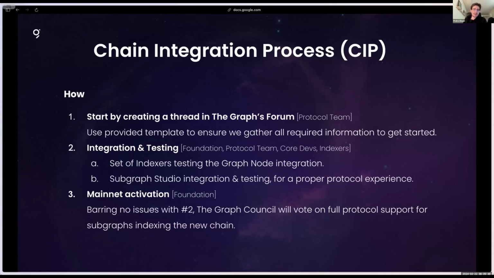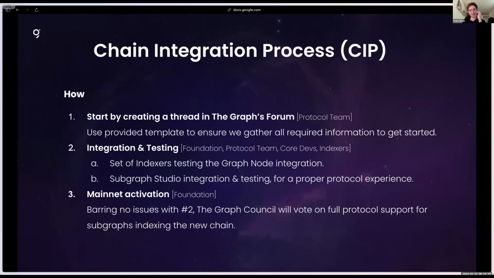And lastly, assuming there are no issues with all of these, we move on to getting full protocol support, and that is through a governance vote. So the council votes on this proposal the foundation puts together. And once that proposal is passed, then developers and consumers can make use of our network, and indexers get indexing rewards for serving such subgraphs. So there's the protocol incentive there.